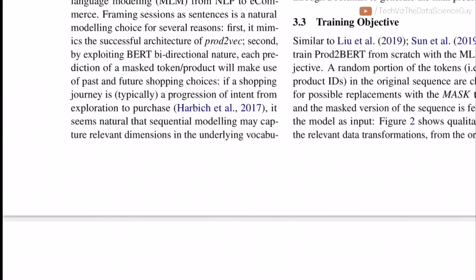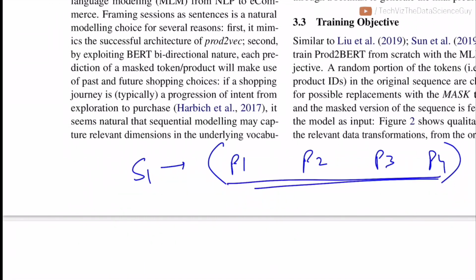So what they do is, every session is now composed of products that the user searches. So let's say I search for product number P1, P2, P3, and then P4. Let's say this is one of the sessions. If I log into my Amazon account or any such account, these are the products that I searched through. So this is my search history for that session.